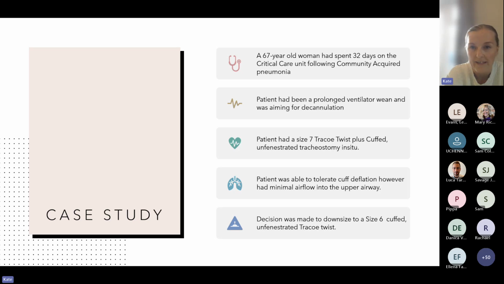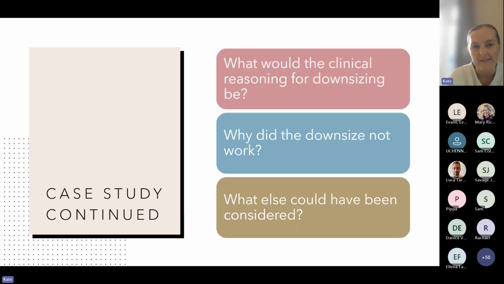And she was able to tolerate cuff deflation, but she had very minimal airflow into the upper airway despite the cuff being down. Because of this, the decision was made to downsize her to a size 6. So they downsized her to a size 6 Tracheo Twist. It was still cuffed, just in case she needed to go back on the ventilator, and it was unfenestrated. What I want you to have a very quick think about is, what would the clinical reasoning be for the downsizing? Why was it that they chose to downsize this lady's tracheostomy?